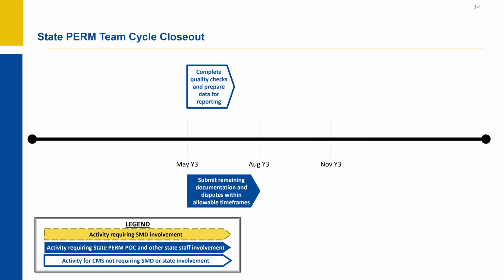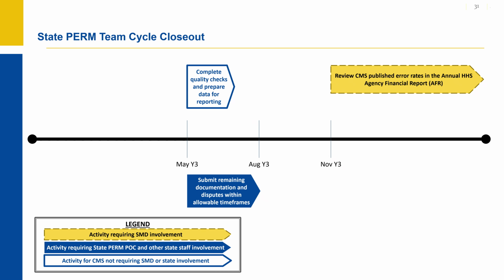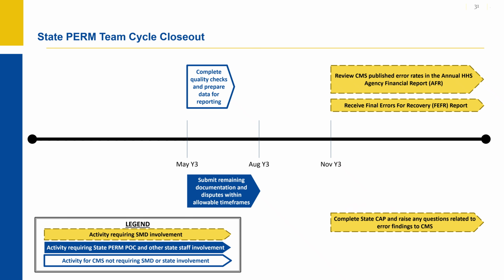In November of year 3, the three following activities require state Medicaid director involvement. 1. State Medicaid directors review CMS published error rates in the annual HHS Agency Financial Report, also known as the AFR. 2. State Medicaid directors receive the Final Errors for Recovery, or FEFR, report. And 3. State Medicaid directors complete the state CAP and raise any questions related to error findings to CMS.